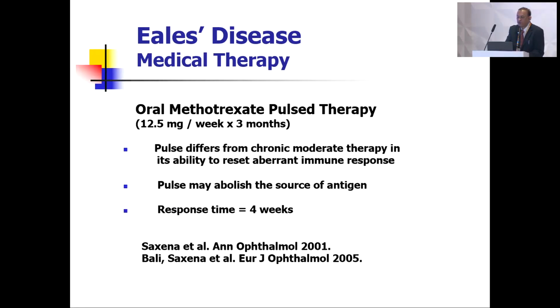Now for Eales disease, we have the medical therapy in form of corticosteroids and immunosuppressives. We developed oral methotrexate pulse therapy, which can be given for a period of 3 months to start with. And the basic concept is that the pulse differs from a chronic moderate therapy and has the ability to reset the aberrant immune response. And also the pulse may just abolish the source of antigens, and the response to this therapy usually starts in about 4 weeks' time.